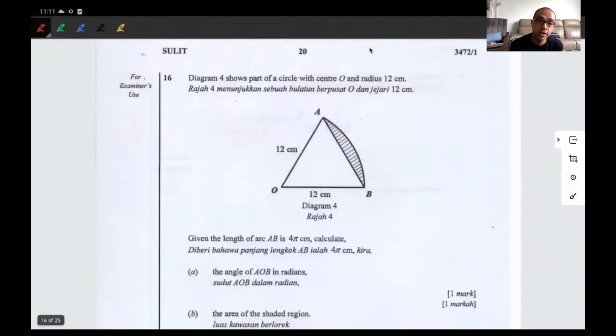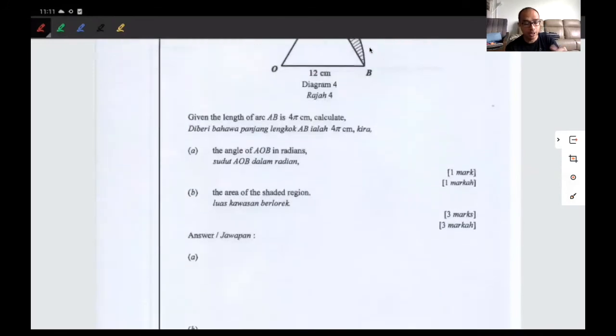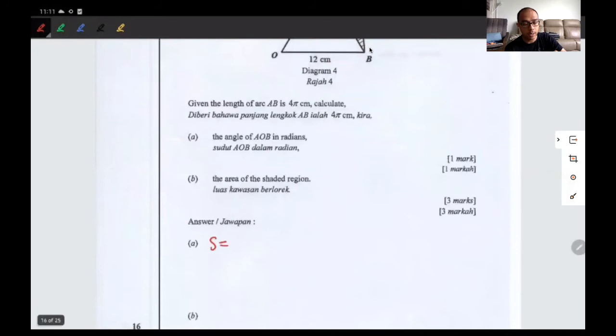Okay, 16. Diagram 4 shows a part of a circle with a center O and the radius of 12 cm. Okay, so you have the radius over here. You're given that this length of the arc, this is 4 pi. Okay, find the angle of AOB in radians. So it's pretty simple lah. So we use S equals to R theta. S equals to 4 pi. R is given as 12. And then we find theta. So theta will be 1 over 3 pi radian.